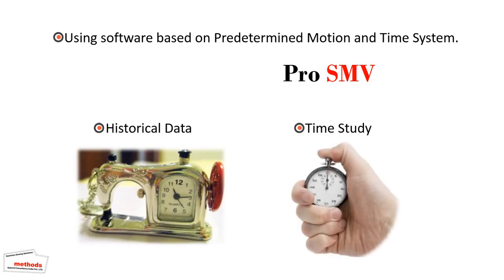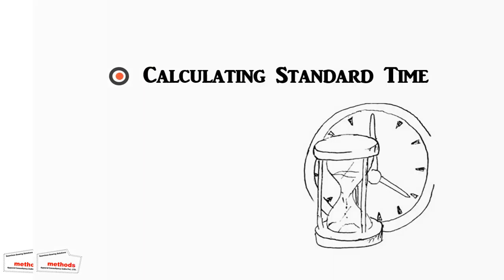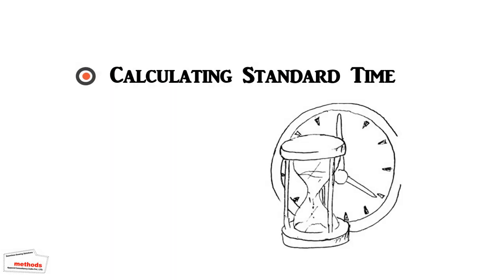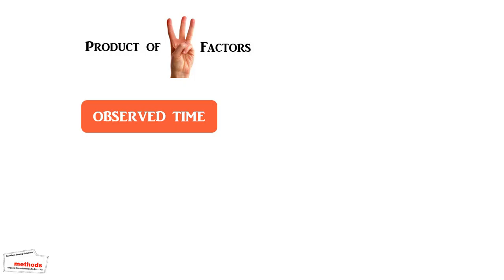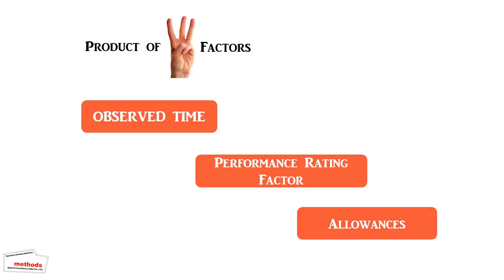Now, time study involves studying the time taken by an operation in about 5 different cycles with the use of a stopwatch. And then we finally come to the part where we learn how to calculate standard time. Before the formula, we must know that standard time is computed based on 3 factors. These are observed time, performance rating factor, and allowances.